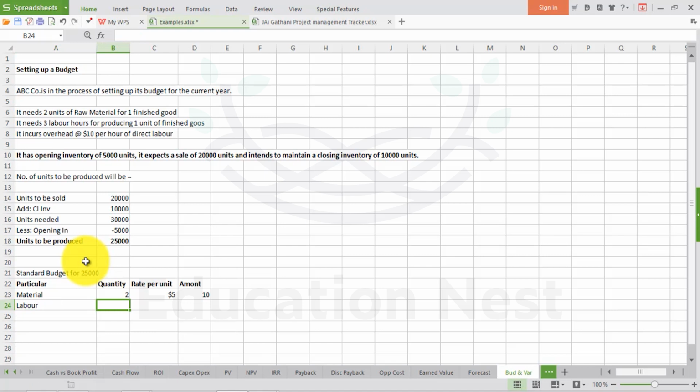Labor, we need 3 labor hours. Here we can say the rate is somewhere around $4 per labor hour. So that's again 3 multiplied by 4. That's going to be $12 per unit cost.